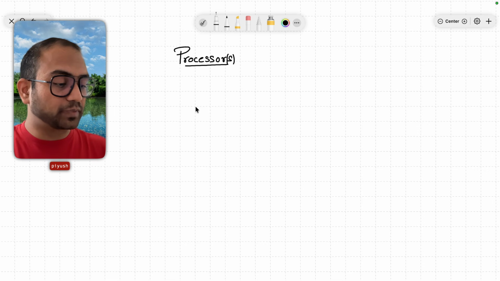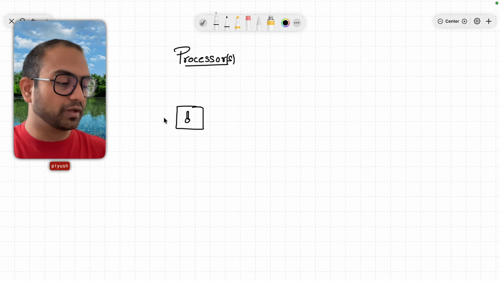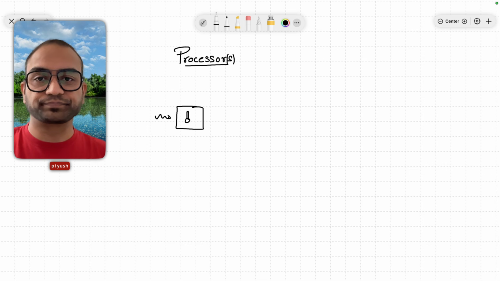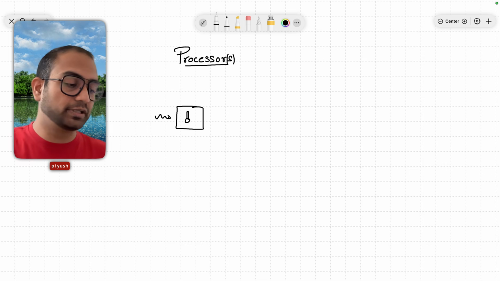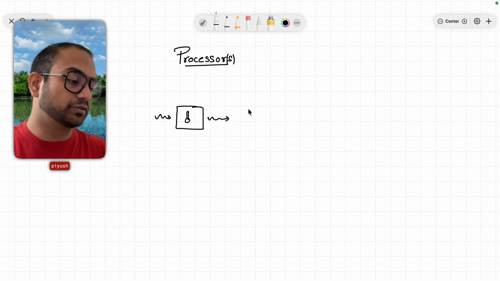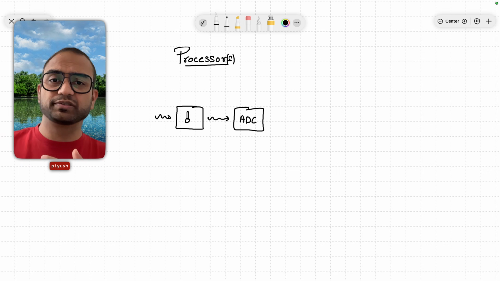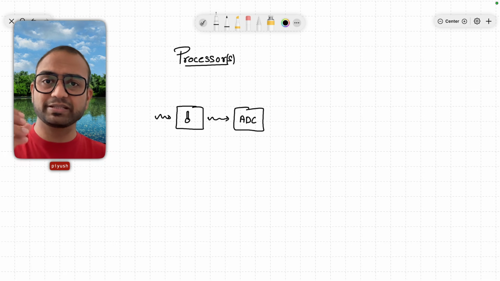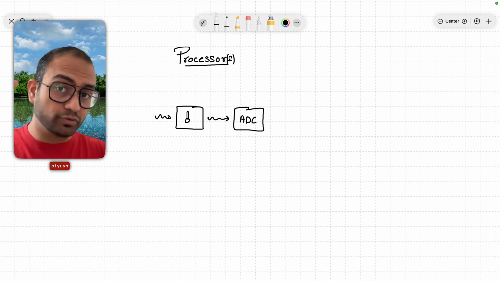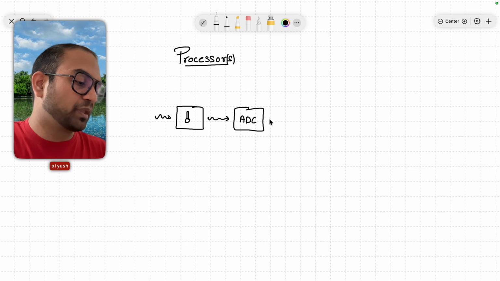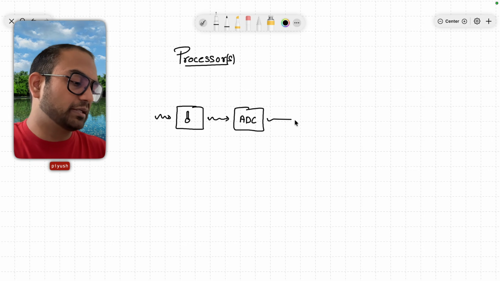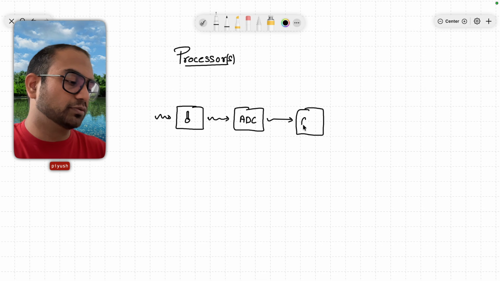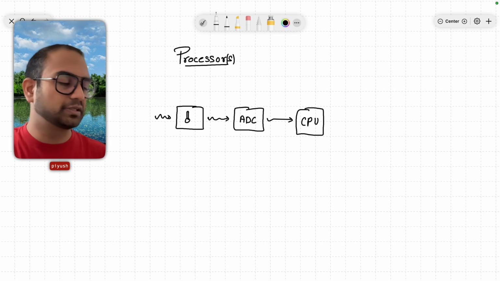Okay, so redrawing our diagram, there was a sensor involved that took the physical quantity and converted it into electrical. Then there was an ADC, which converted continuous stuff into numbers, bits grouped together representing an integer number. And then that goes into the CPU, the processor essentially.